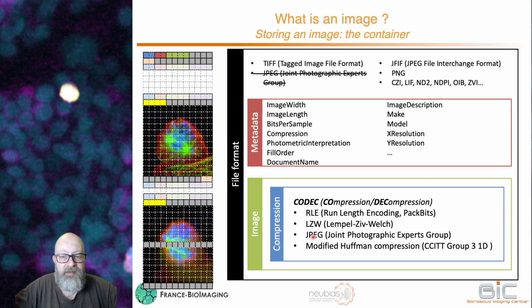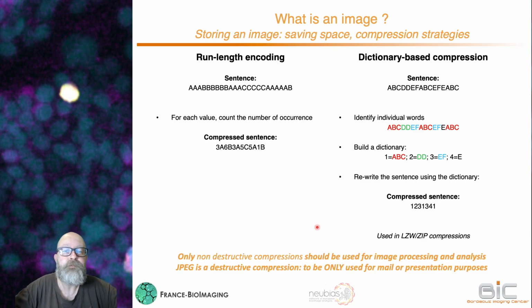So JPEG is a compression that is said to be non-conservative, meaning that you will lose part of the details over the image, whereas RLE or LZW are algorithms that will keep the full information over the image. And on the next slide, I've got examples to show you basic concepts about how compression works.